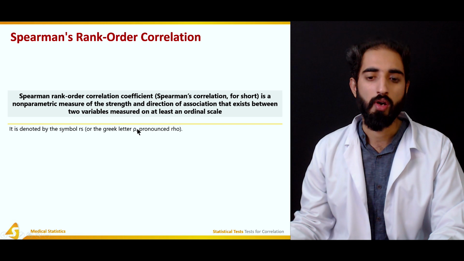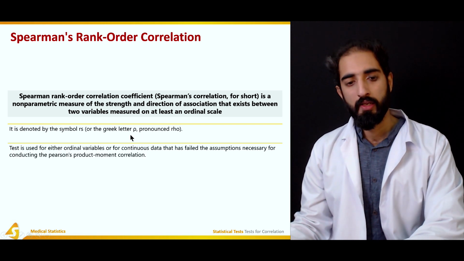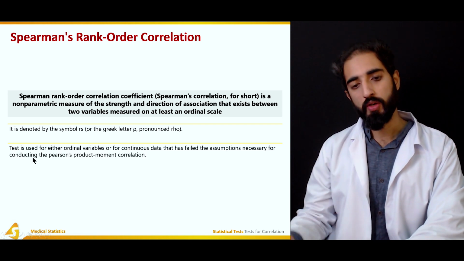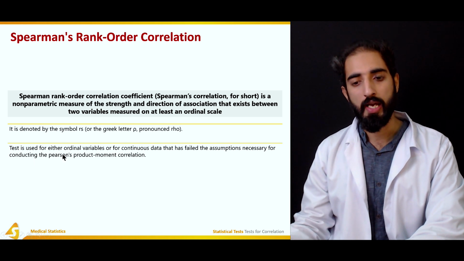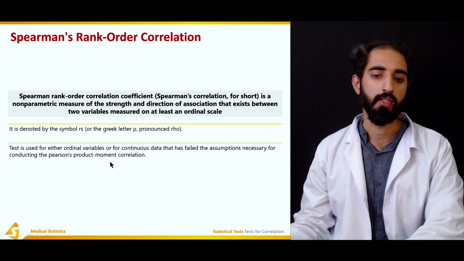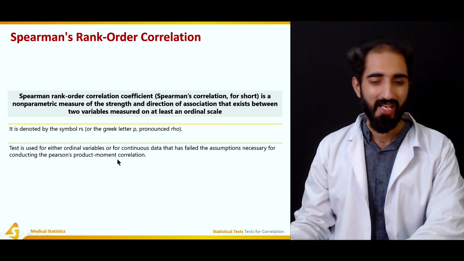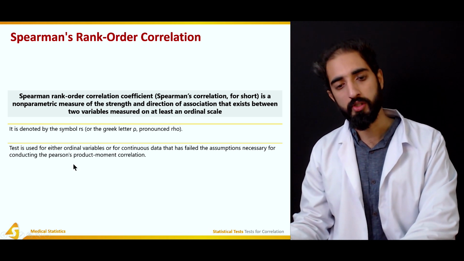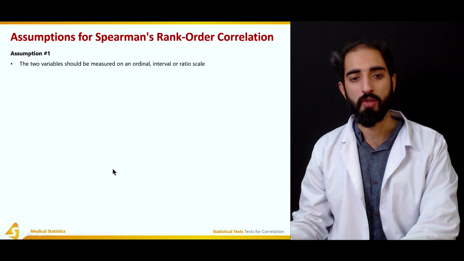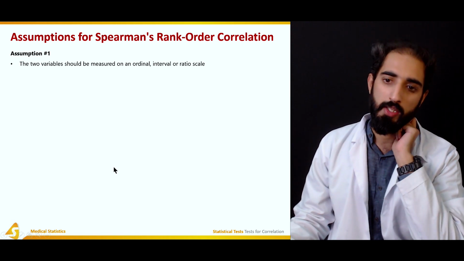This is actually pronounced as rho. So this test is used for either ordinal variables or for continuous data that has failed the assumptions necessary for conducting the Pearson's product moment correlation. But if the assumptions are met, always go for the Pearson's product moment correlation. Now, what are the assumptions for Spearman's rank order correlation?